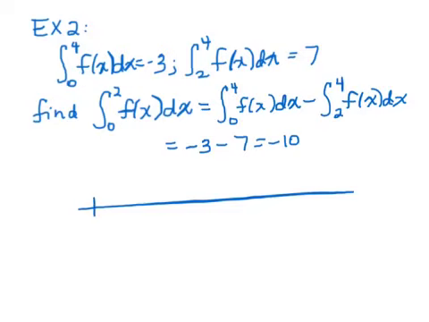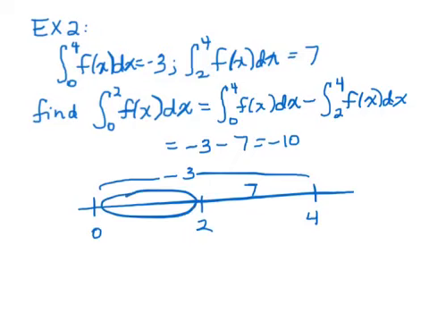Now, another way to look at this is to use a number line. And we know that 0 to 4, the whole thing is negative 3. And we know that 2 to 4, the whole thing is 7. And so this integral is what we're looking for. We'll call it x. So we'll say x plus 7 equals negative 3, and x is negative 10. So you can either do it algebraically, or you can look at it on the number line.